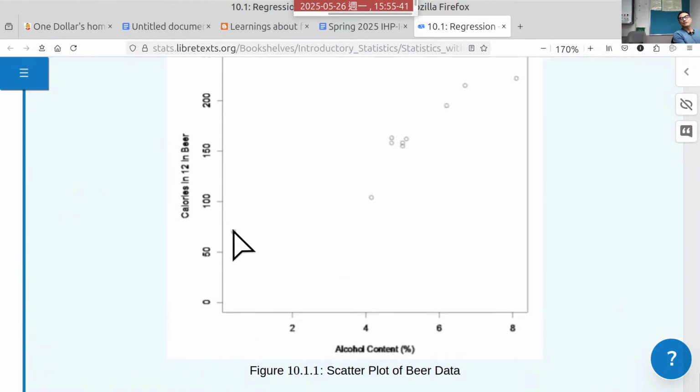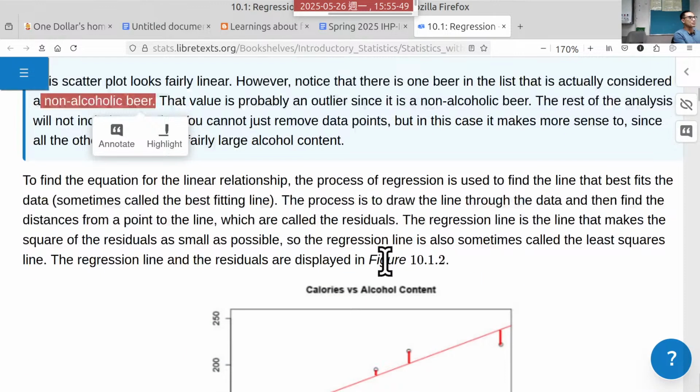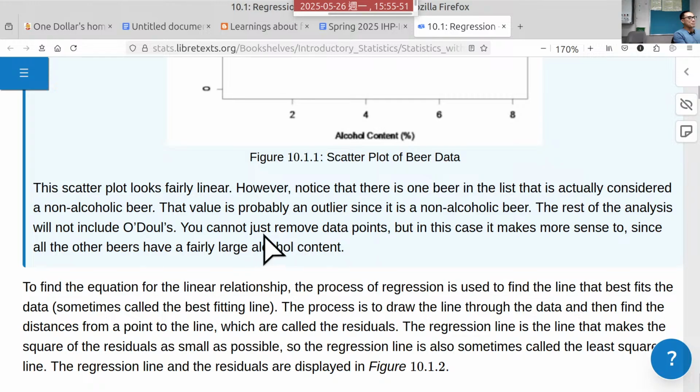We think this is a non-alcoholic beverage, like this one. This point is far away from the group. The value is probably an outlier. Again, please memorize this term, outlier. Since it is a non-alcoholic beer, the rest of the analysis will not include this or those beers.